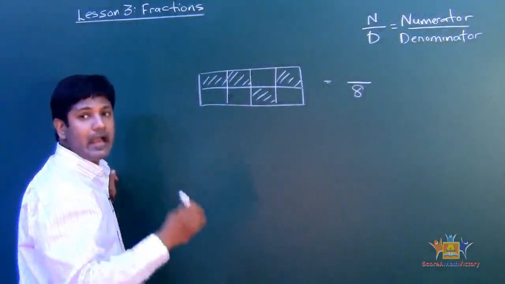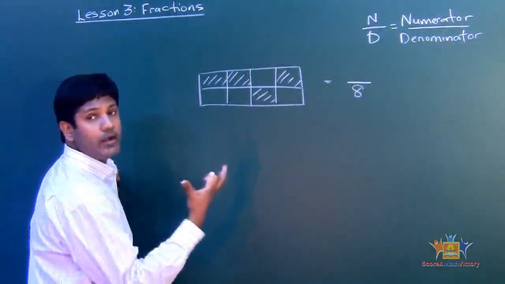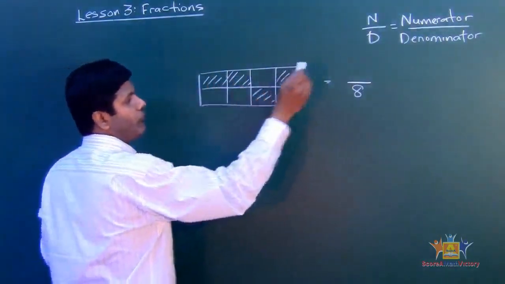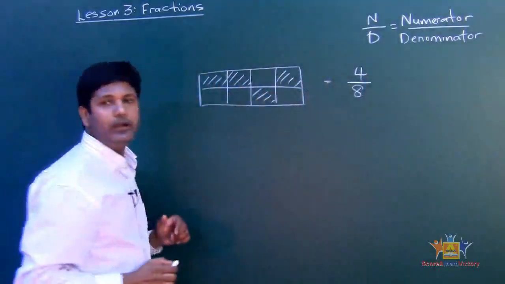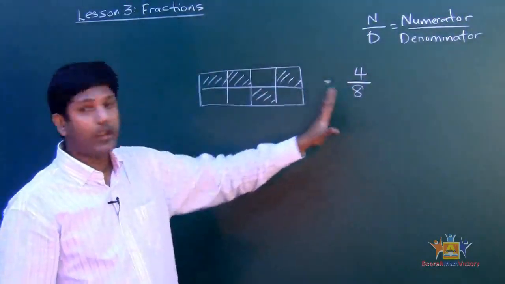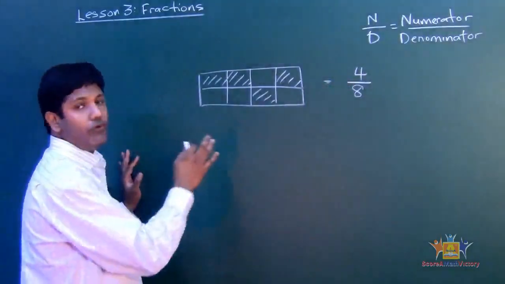See that? Now I want to find out the one that I'm looking for. What am I looking for? The shaded area. So 1, 2, 3, 4. See that? I put 4 over 8. Later on we're going to find out how to simplify this. Right now we're just going to leave it the way it is. Okay? So that one is 4 over 8.